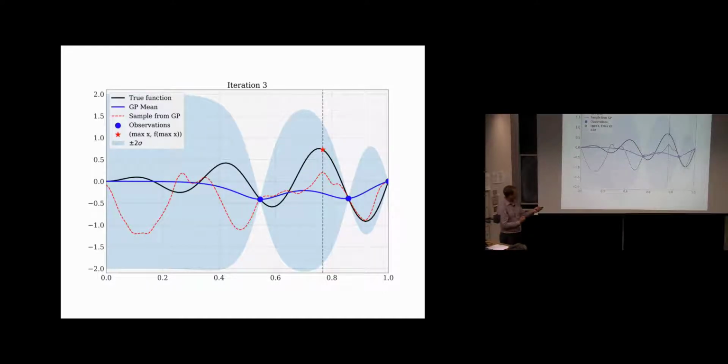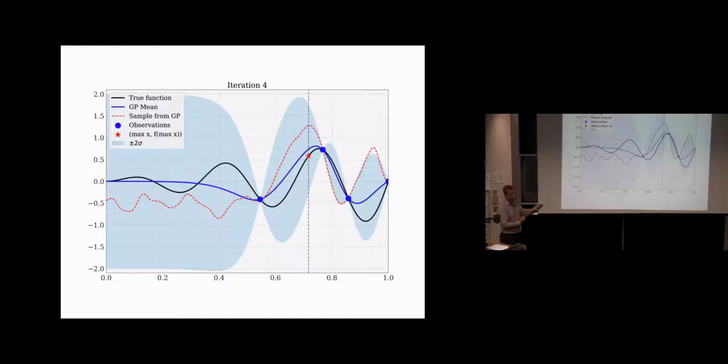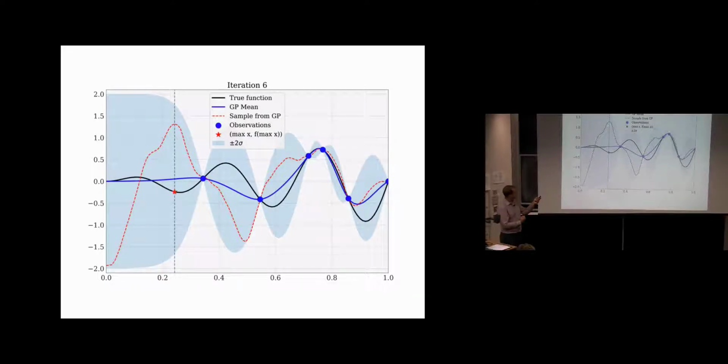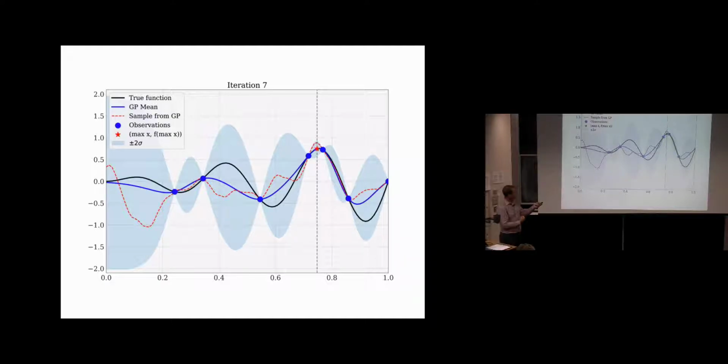I update, draw another realization. The optimum is here. I sample this point. Oh, that's really a good point. Again, next realization, find an optimizer, sample here. Actually very close. Next realization, optimum is here. So we sample, next realization, and voila, I found my global optimum. So it's a very lightweight approach. We draw possible realizations, find an optimizer of each realization, and sample there.